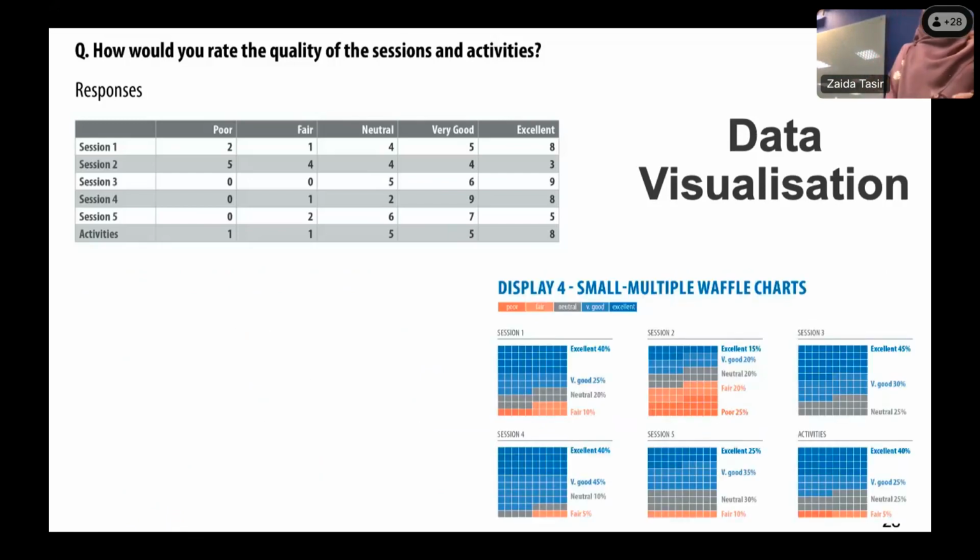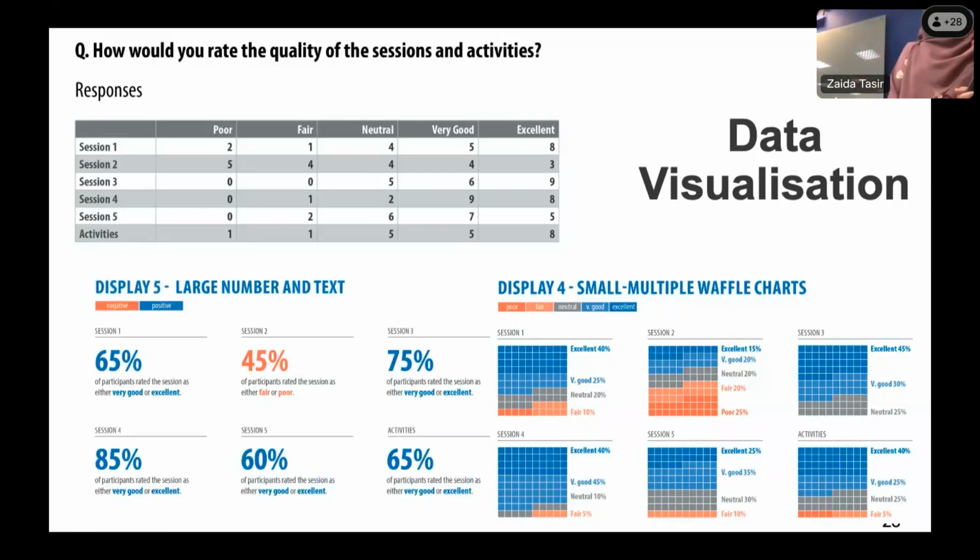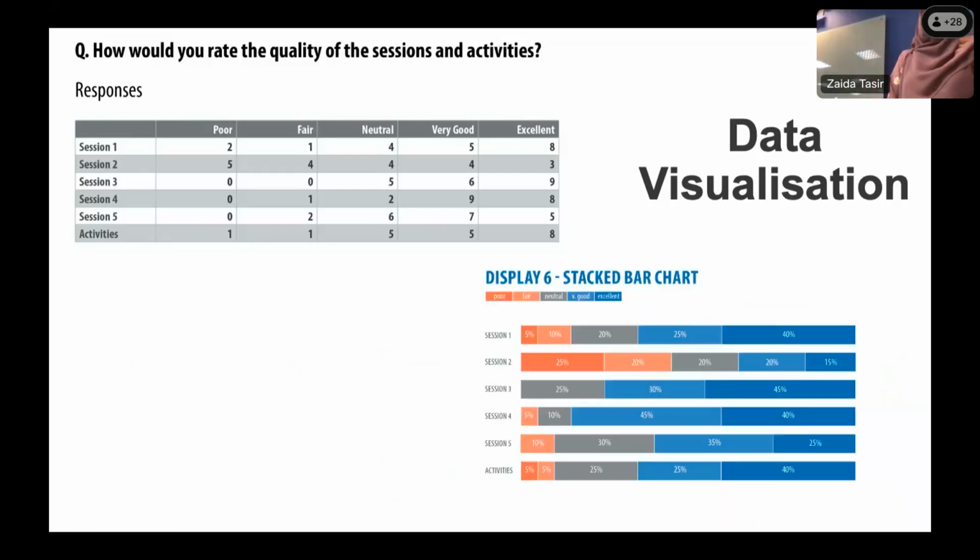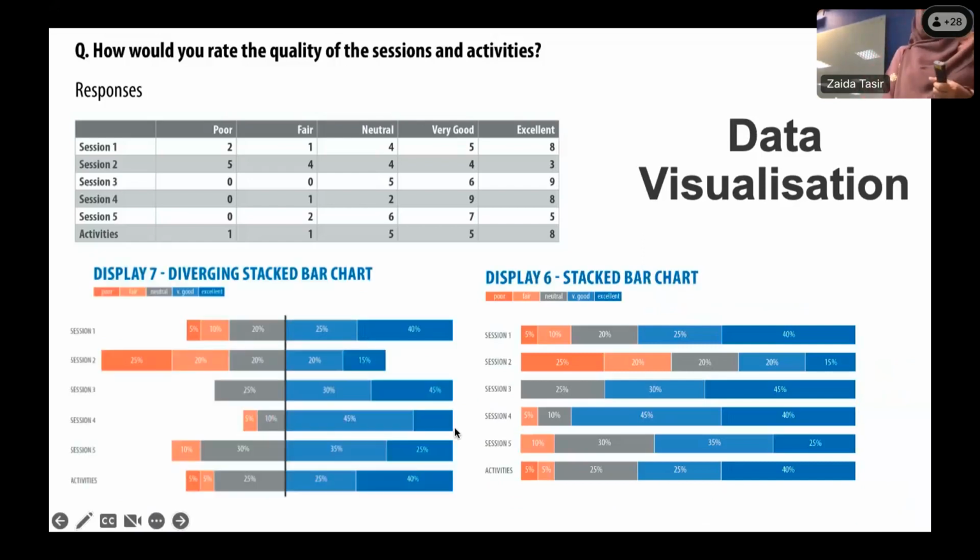Another way is multiple waffle charts. So you're using a waffle chart or large number and text to show the percentage. Another way is the stack bar chart, to ease the examiner to see the response for each item, or you can use the diverging stack bar chart to differentiate which one is negative, which one is positive. Usually on the right, it's going to be positive. On the left, it's going to be negative.